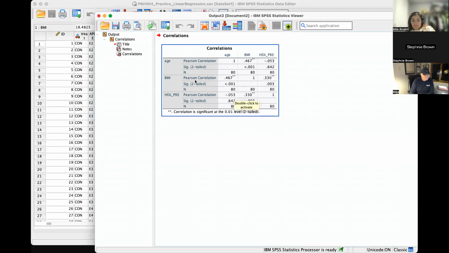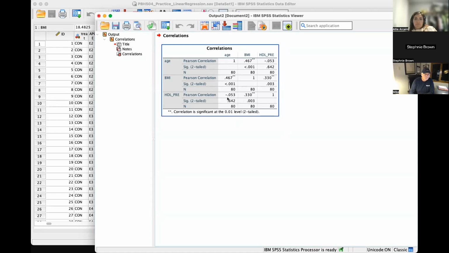And we'll see that BMI and age are positively correlated, right? HDL pre and age doesn't look like a strong correlation, but BMI and HDL are also correlated. So if we were using age and BMI as predictors, they are correlated. So it might be good to have them in the same model.